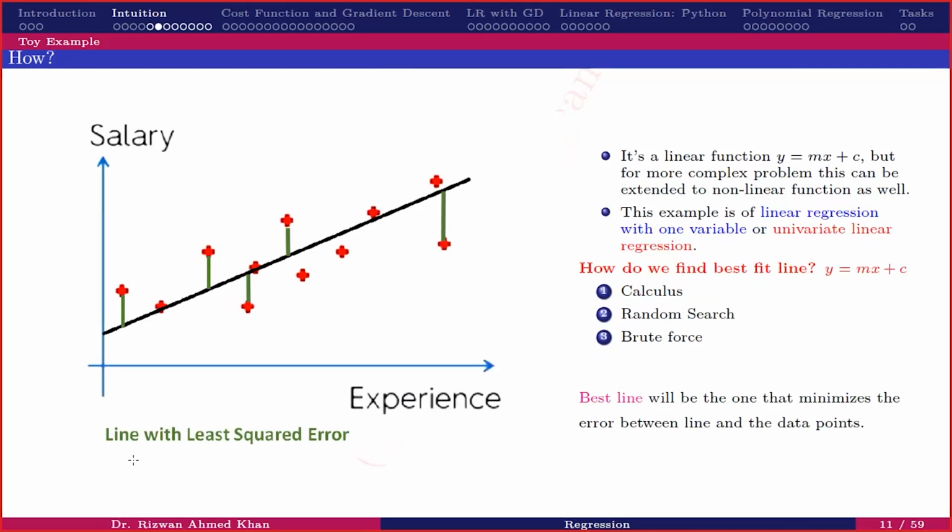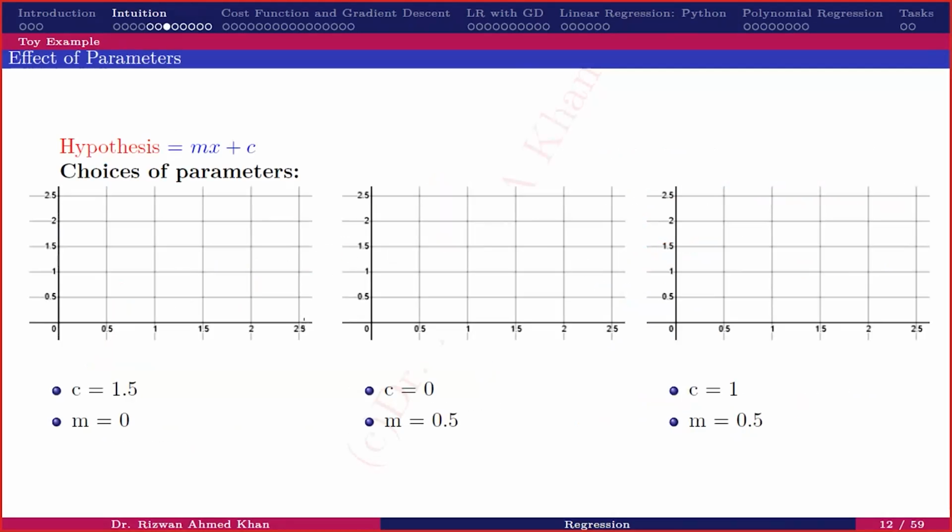Again, we looked at the calculus. We talked about how we can fit a line using least squared error, or squared error as we call it. And the best line, as we described, will be the one that minimizes the error between the line and the data points. So when you are given a bunch of data points, the best fit line would be a line that approximates the data well, or which is closest to all the points. That is the best fit line, and regression is all about finding the best fit line.